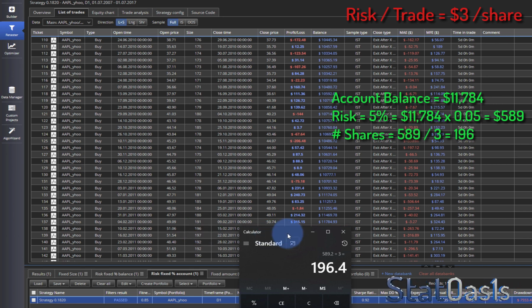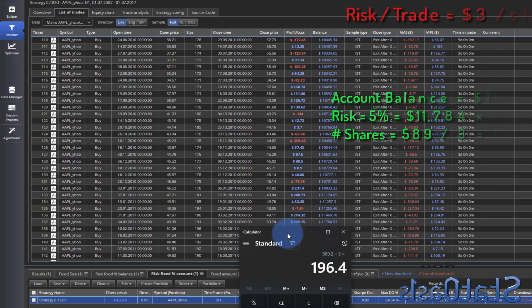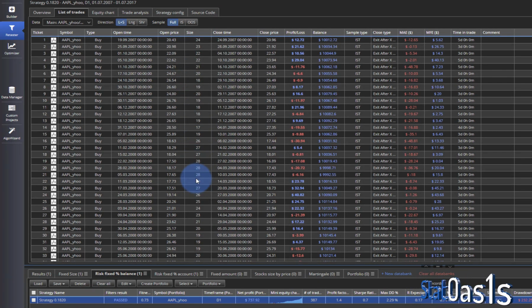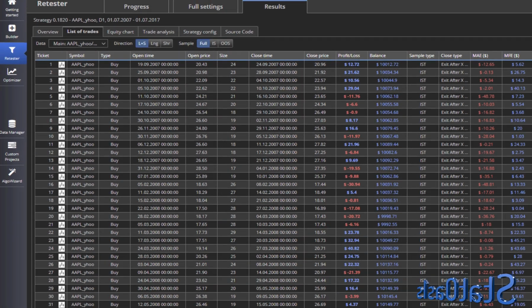Basically, we're determining how much risk we are allowing per trade. And then because we set the stop loss at $3, that's how it's calculating. In this one, we don't have a set stop loss. So SQX has to come up with its own version of risk. And we're going to find out that later. Now, fixed amount.